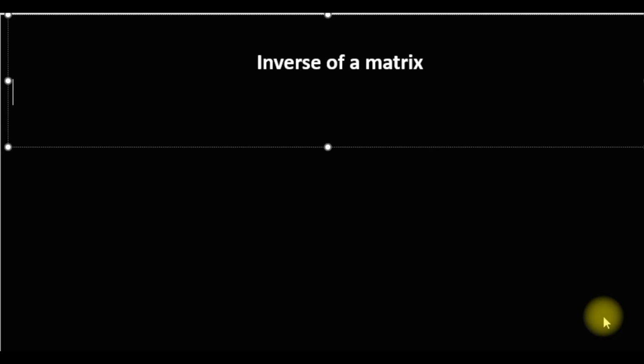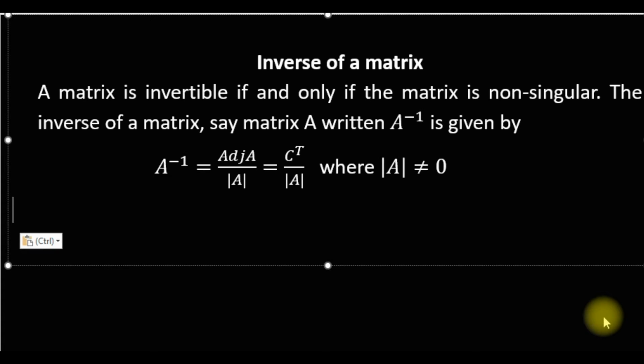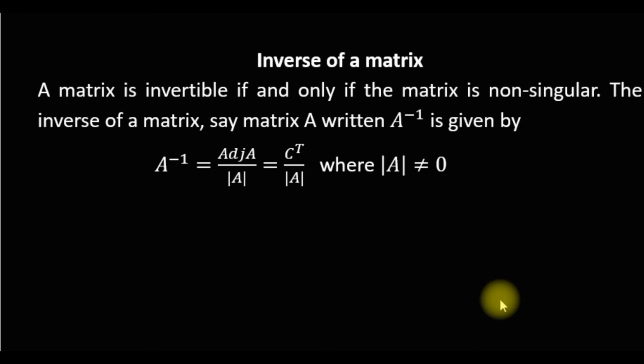And another thing, the formula has something to do with the determinant, and it also has something to do with the adjoint. So the inverse is just the adjoint of that matrix over its determinant. So I'm saying that a matrix is invertible, that it has an inverse, if and only if the matrix is non-singular, meaning the determinant is not equal to zero.